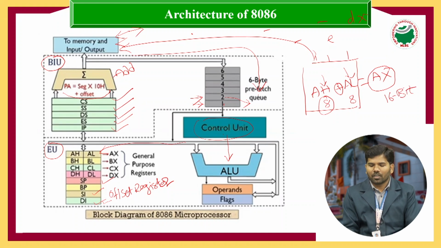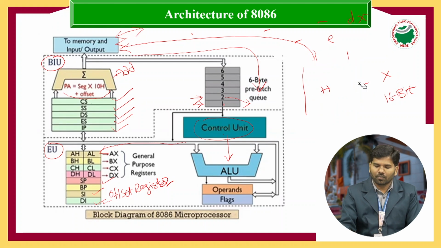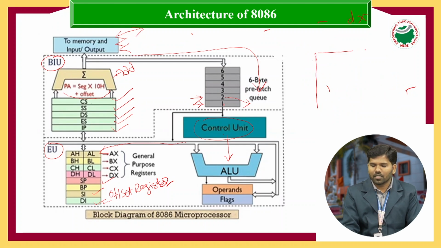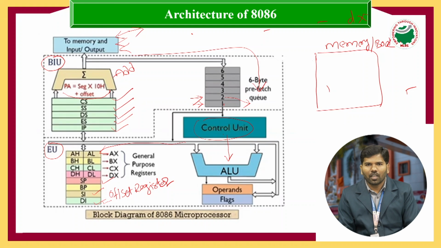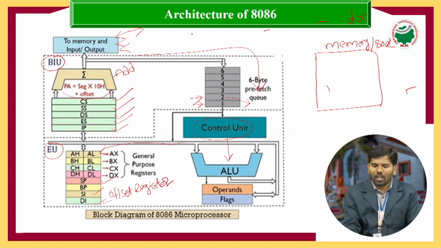So what is meant by offset address? Consider this is a book or memory. Your textbook is nothing but a memory. I'm saying page number 6, right? Here page number 6 is the segment address. So what is the physical address formula?